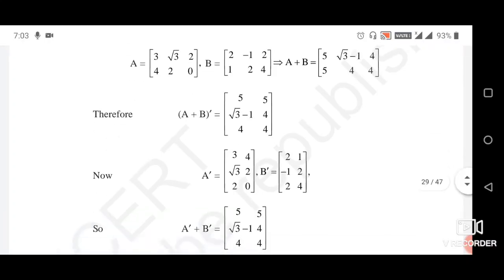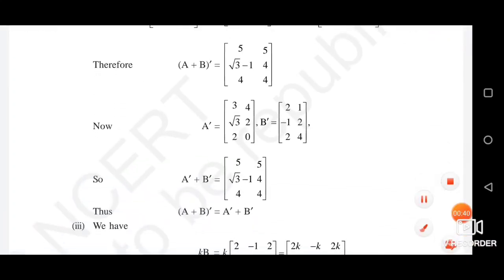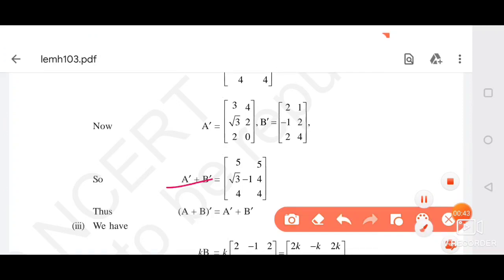Now we have to add A transpose plus B transpose. Here also both the matrices are of the same order 3 by 2. If we add A transpose plus B transpose, then we have to add the corresponding elements of A transpose and B transpose. So here it is A transpose plus B transpose. Now from here we can say that A plus B whole transpose is equal to A transpose plus B transpose.